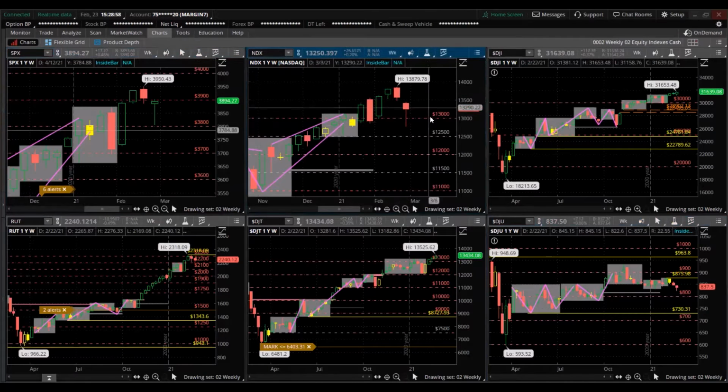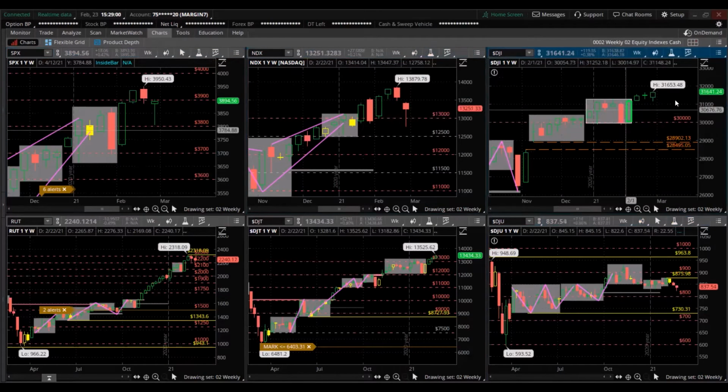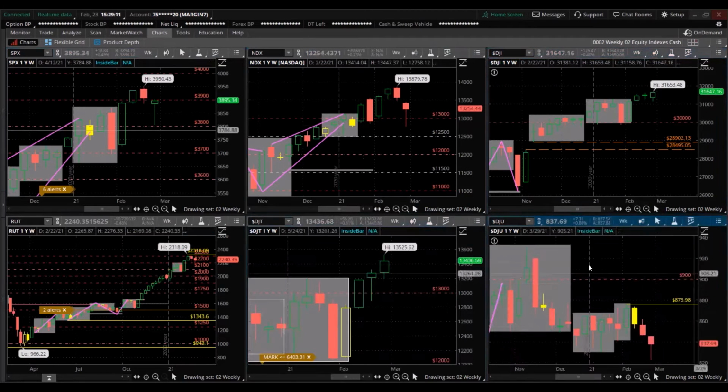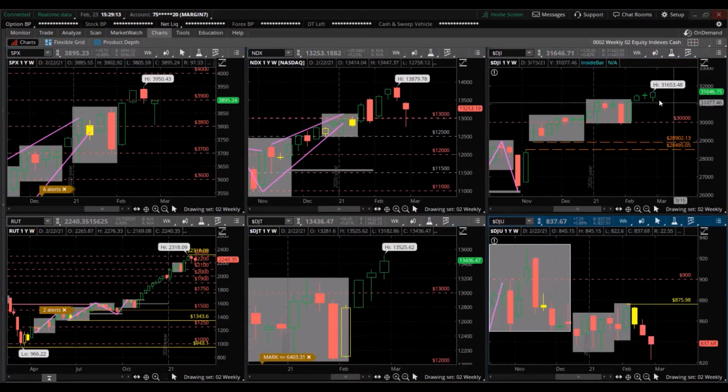NASDAQ 100 is 100 stocks. The Dow Jones is 30 stocks. Some of the stocks in the Dow Jones are inside the NASDAQ 100. Some of the stocks here are also in the S&P 500. The point is, the Dow Jones index making a new high, the Dow Transports making a new high. That's not strong leadership. Mixed signals.